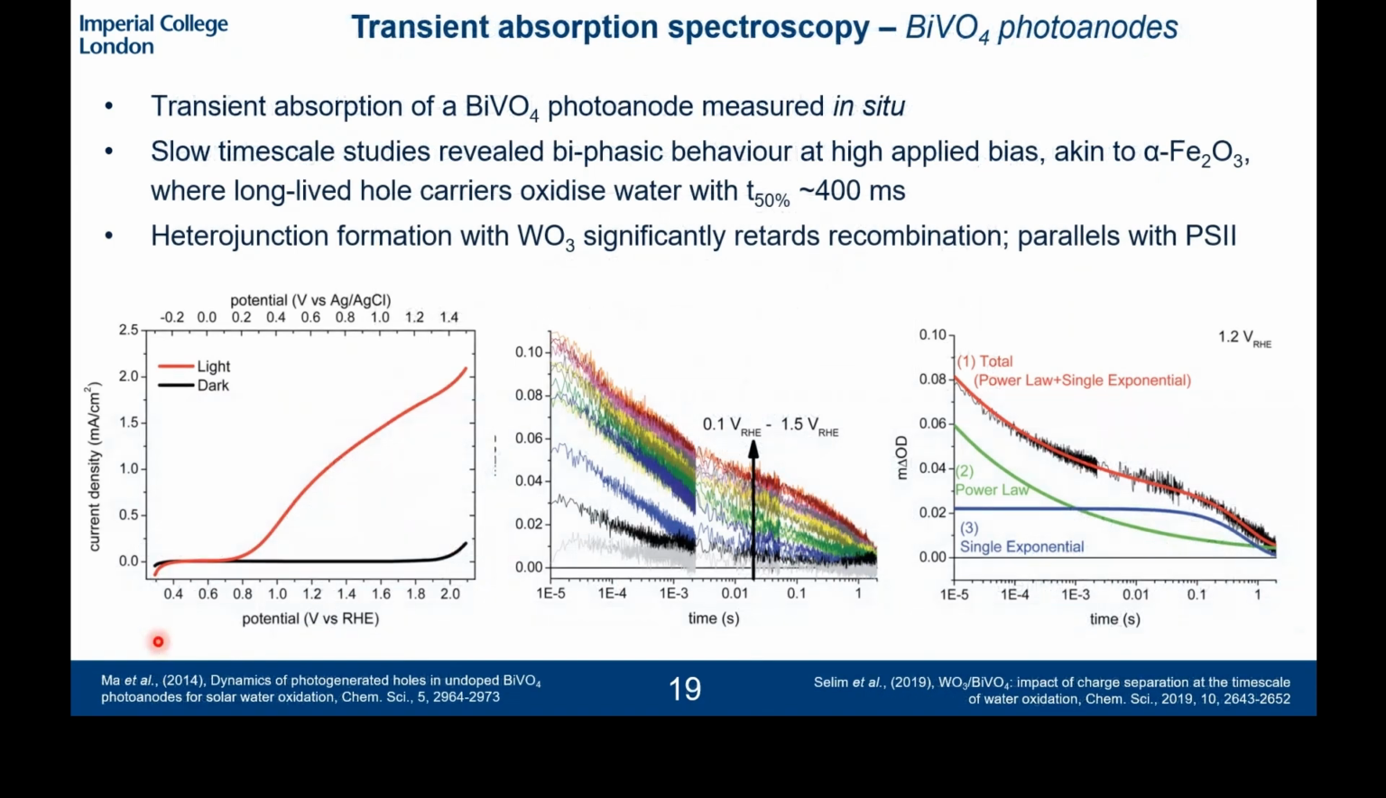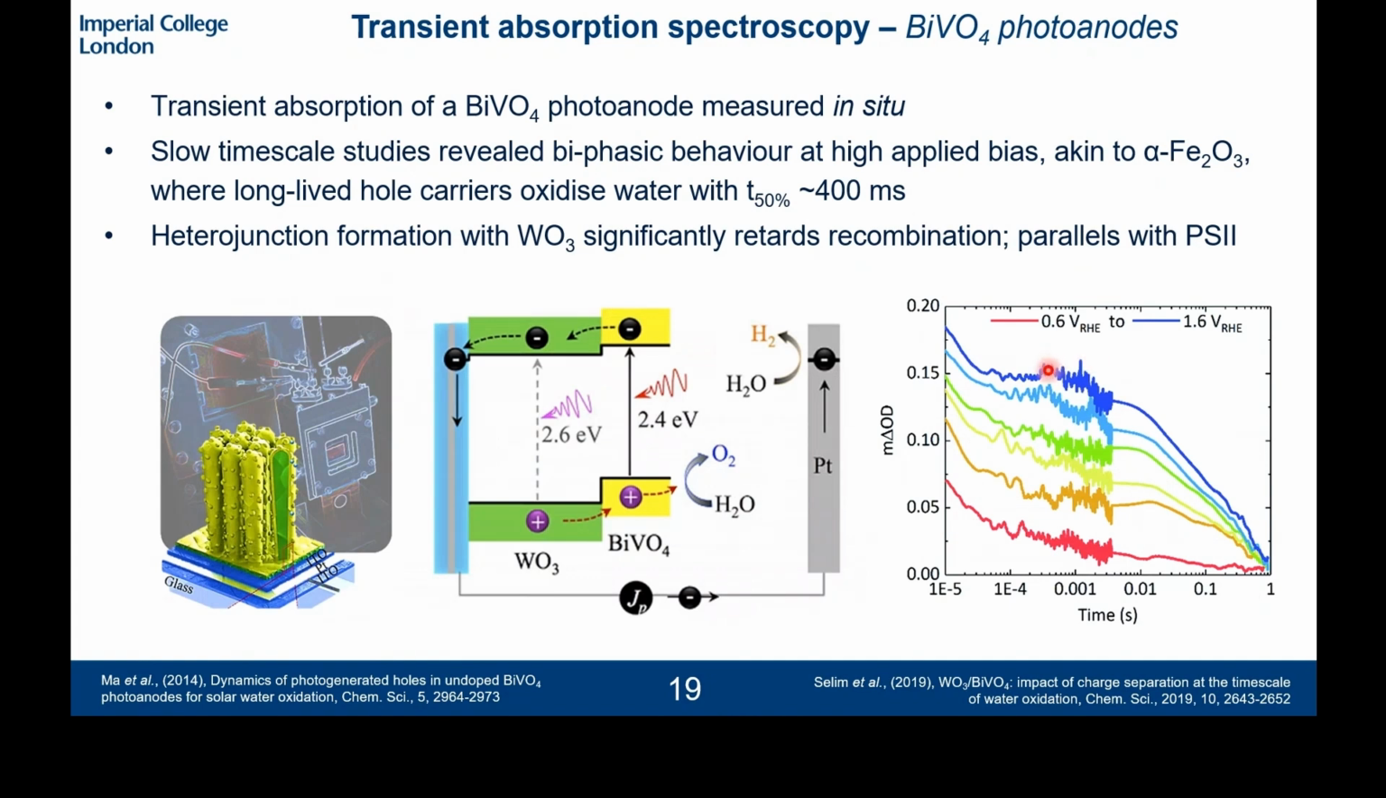So what happens in bismuth vanadate? This is just a study of bismuth vanadate alone. Essentially what we see mirrors strongly what we see in hematite, but with a lower recombination term. As you increase the applied potential, you move away from just a recombination term here to this other term here, where we have a catalysis term plus some recombination component. But when you then couple it to tungsten trioxide, that initial recombination term becomes much, much lower. And what we see is just a long-lived term here at higher applied potentials, and then catalysis from the milliseconds onwards.